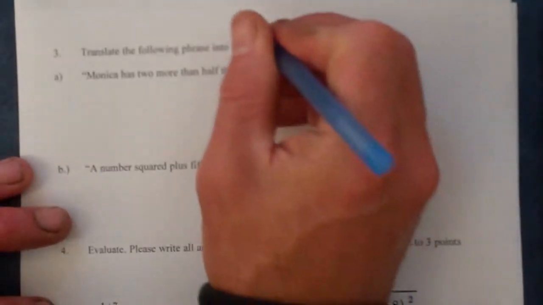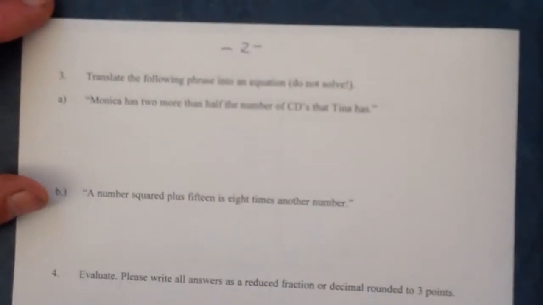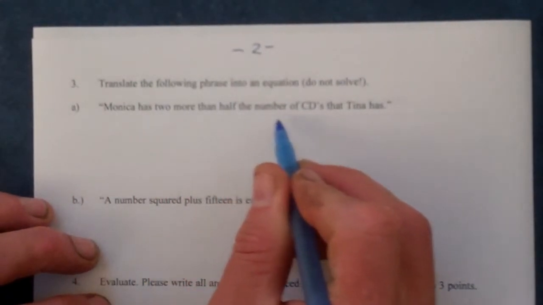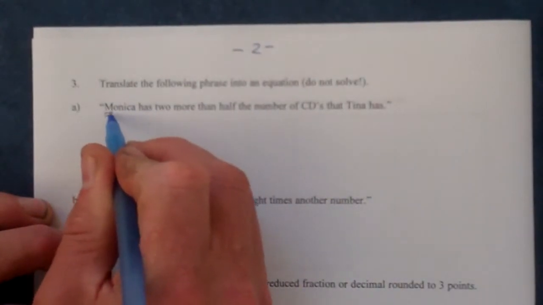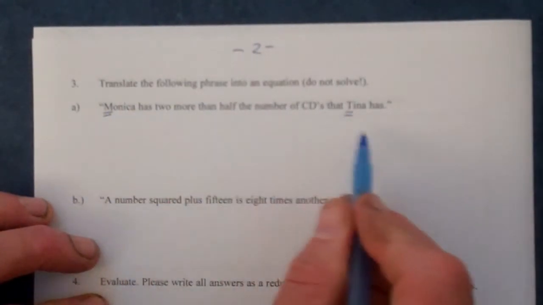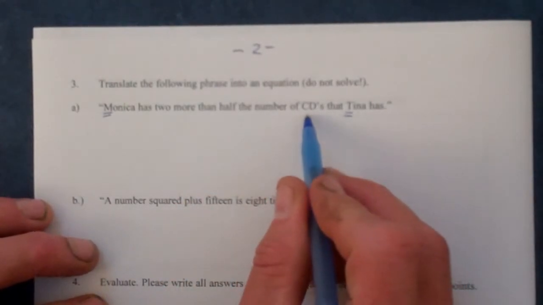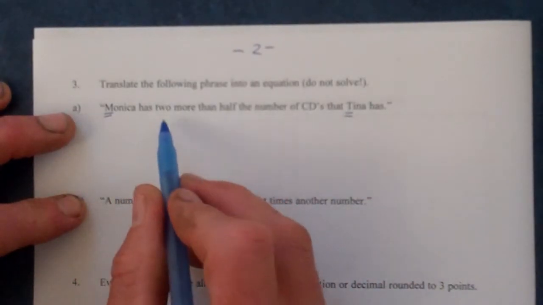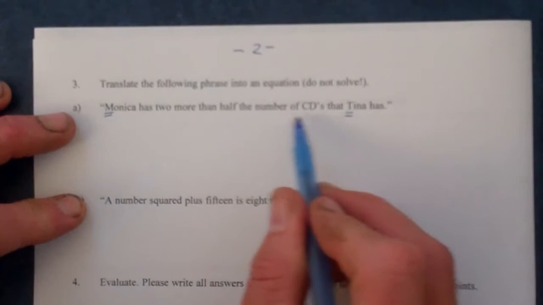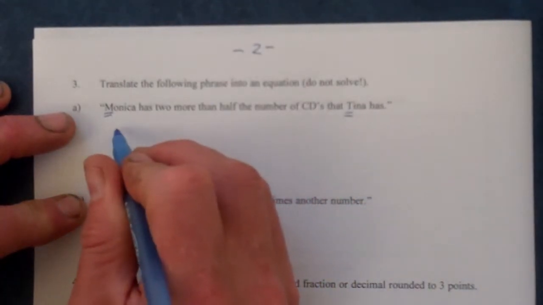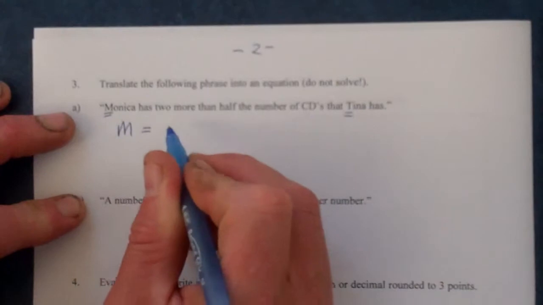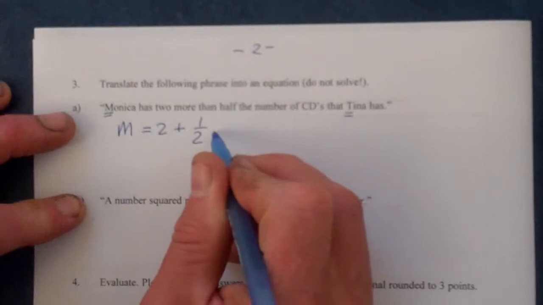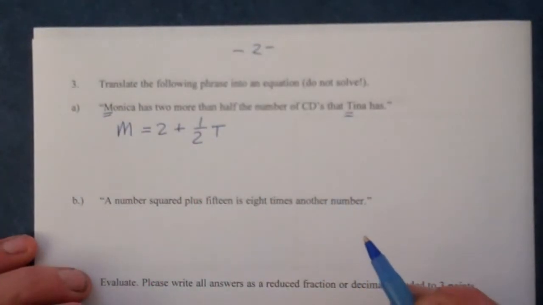Okay, here we are, page 2, and we're looking at translating this phrase into an equation, but do not solve it. Monica has 2 more than half the number of CDs that Tina has. This is about Monica and Tina and their relationship in their CD owning. It's not a variable that involves CDs, so it's really M and T. Monica has 2 more than half the number, so half the number of Tina. So this is basically M has, that's like an equal sign, 2 more than half the number of CDs that Tina has. It's really as straightforward as that.